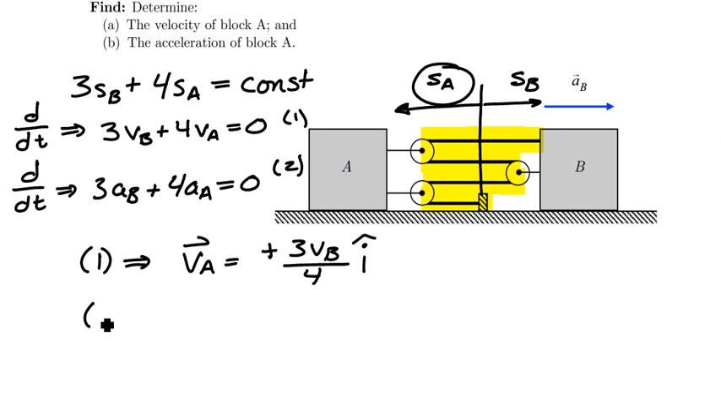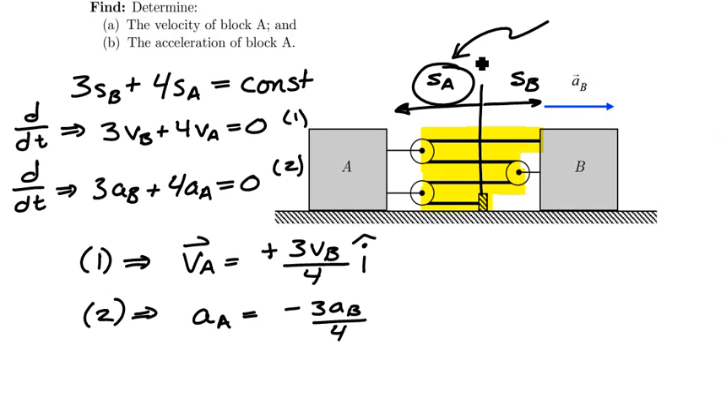I can use similar logic on equation 2 to get a relationship between accelerations. Namely, I can say that the acceleration of block A is going to be, in this case, minus 3AB divided by 4. If I take that scalar and again convert it to a vector, noting that again SA is positive to the left, then the acceleration of block A is going to be 3AB over 4 in the i direction.